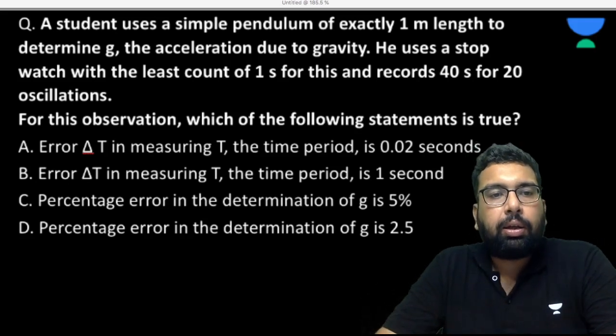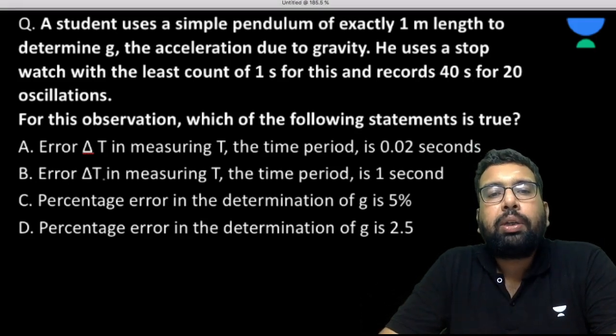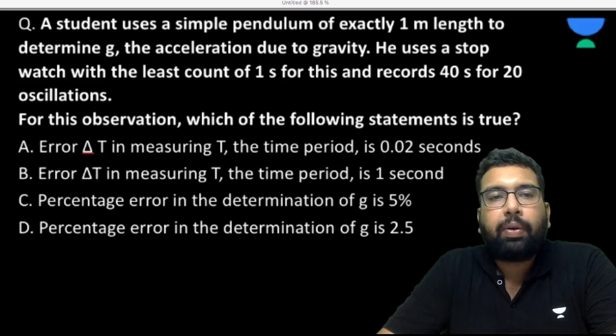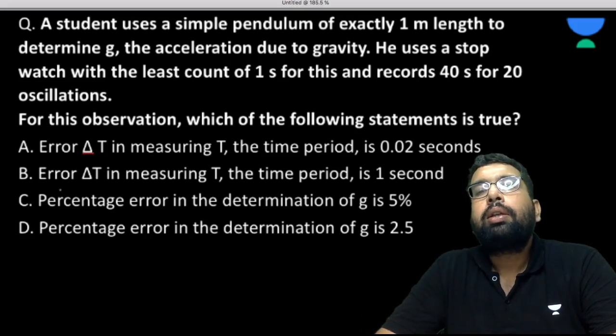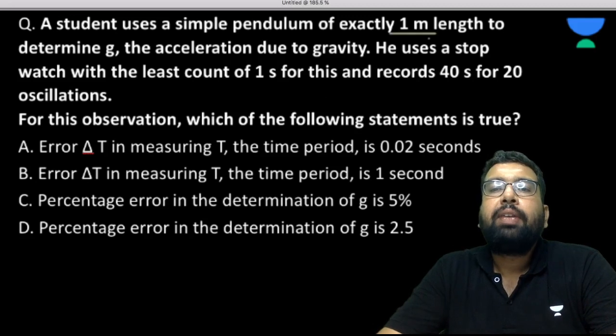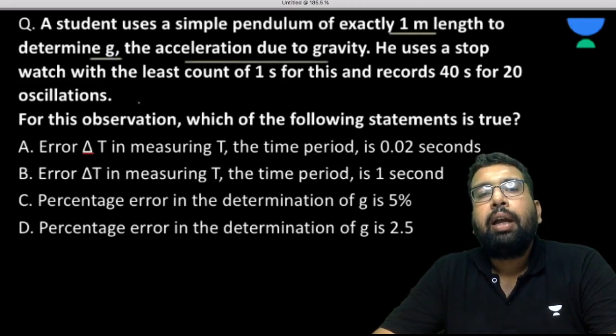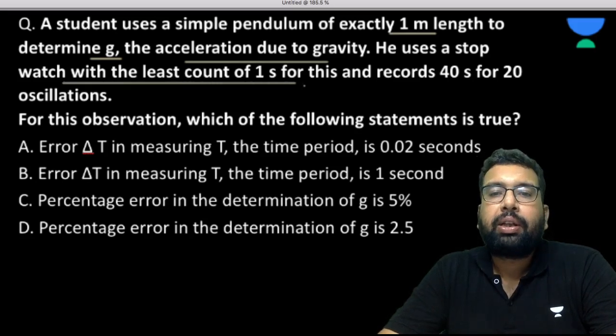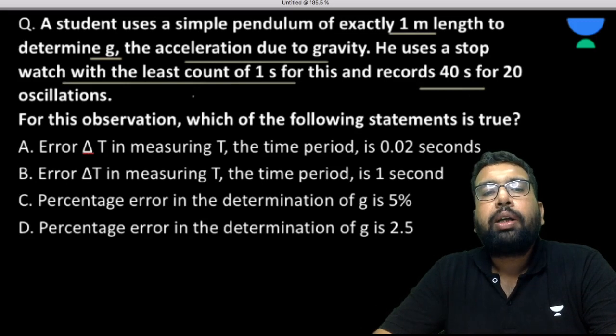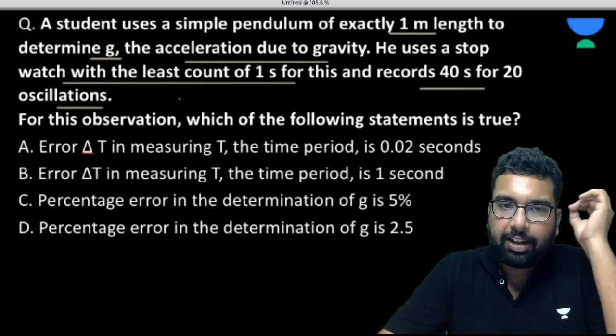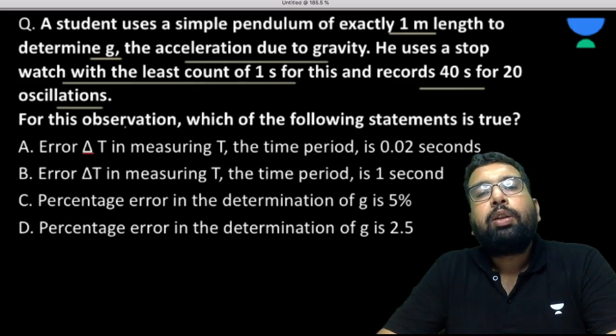Now it says a student uses a simple pendulum of exactly 1 meter length to determine g, the acceleration due to gravity. He uses a stopwatch with the least count of 1 second for this and records 40 seconds for 20 oscillations. Okay, very well. For this observation, which of the following statements is true?